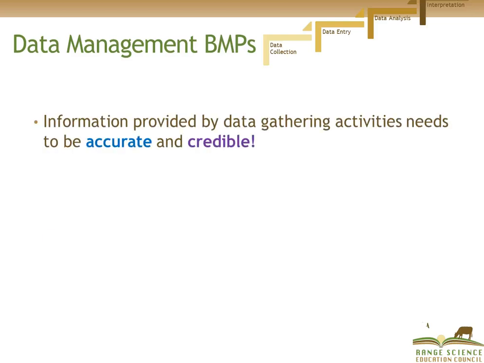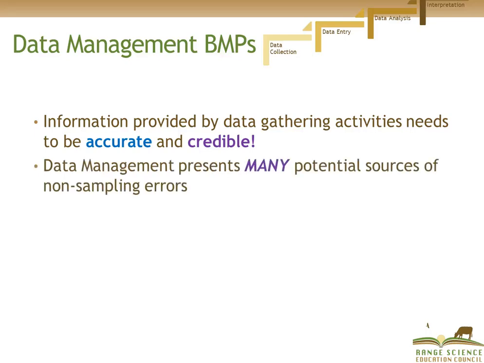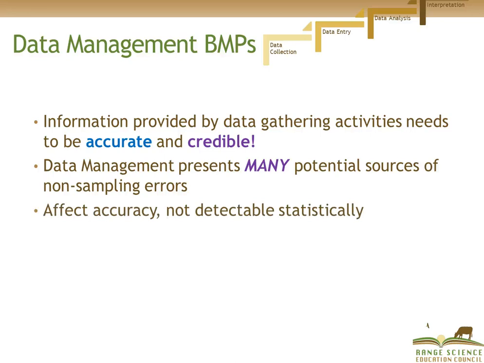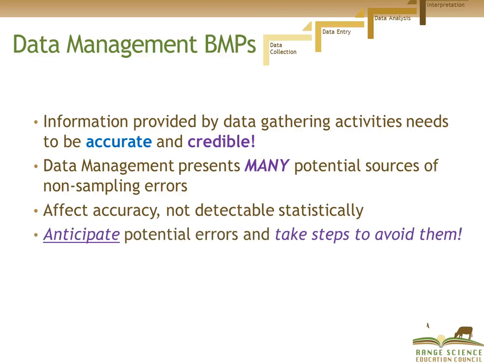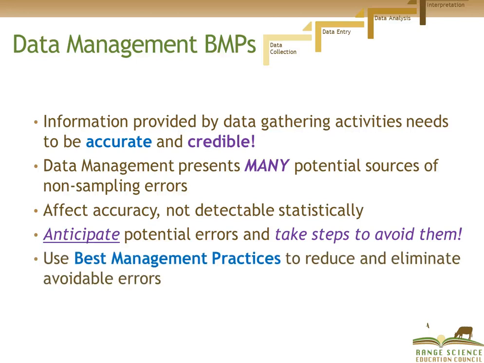So finally, to conclude, information that we gather needs to be both accurate and credible. Data management presents many potential sources of non-sampling error. These types of errors affect the accuracy of our estimates, and they are not detectable statistically. We need to anticipate potential errors and take steps to avoid them. And we use best data management practices to reduce and eliminate avoidable errors.